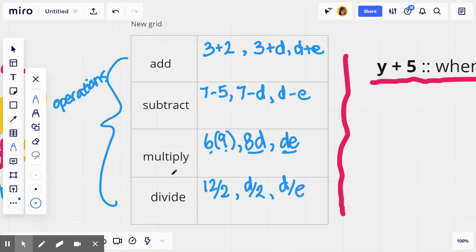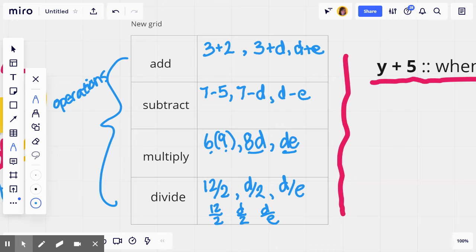Now the only difference, and it's very slightly different, but you might see things kind of straight up and down like this. They look like a fraction. You might see division written like this. And if you do, that's fine. It means the same exact thing.